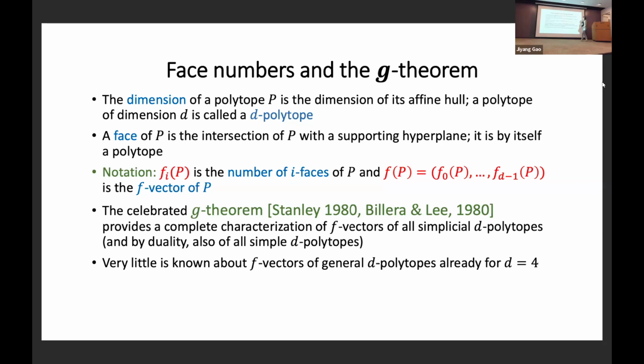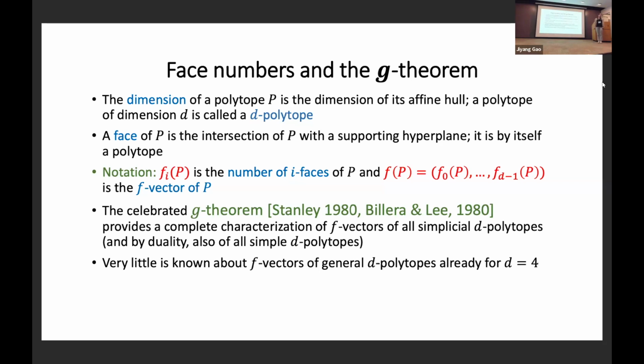It sounds obvious from the pictures, but actually requires some proof. In any case, it's well known that a polytope always has finitely many faces, so we can really count them. If we are given a number i, we can ask how many i-dimensional faces a polytope has. We usually denote that number by f sub i, and we usually arrange them in a vector which is called the f-vector.